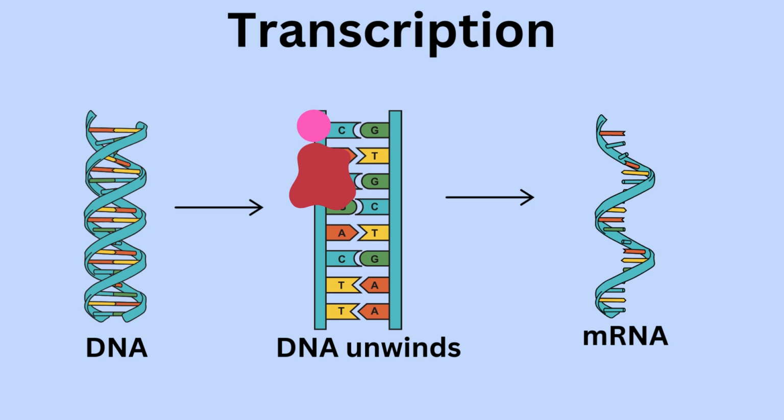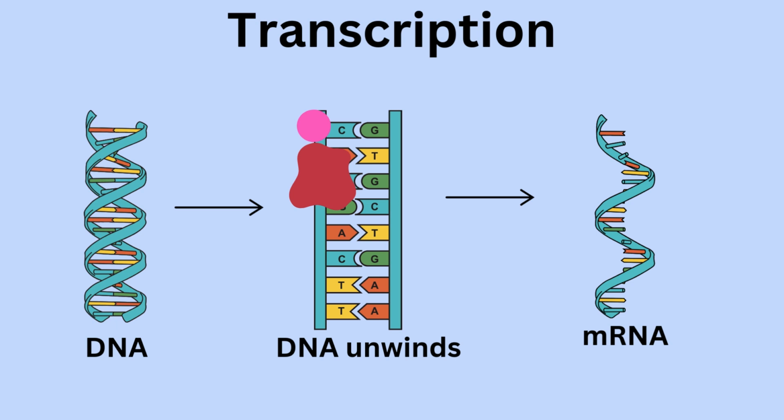Think of the DNA as something that is very important. We do not want to mess with it, we do not want to destroy it, because it makes us who we are. So we copy it into an mRNA. It is a copy, and it is one strand. A DNA is double stranded, while an mRNA is one strand.